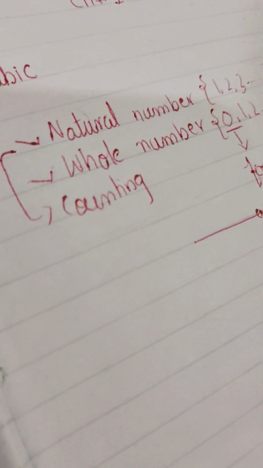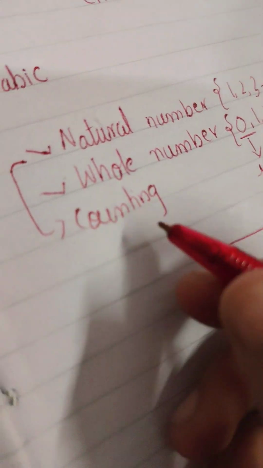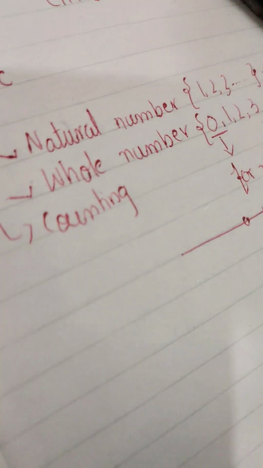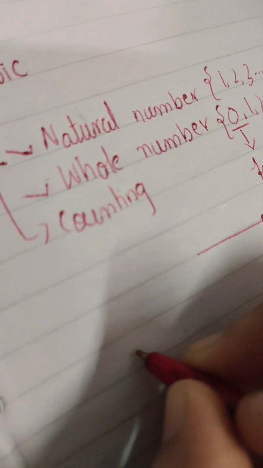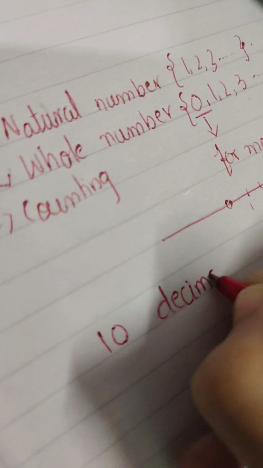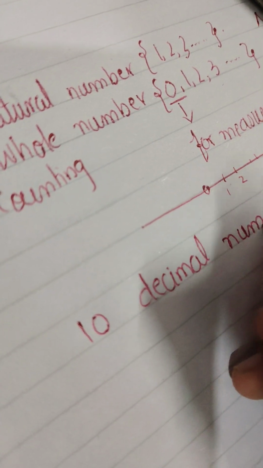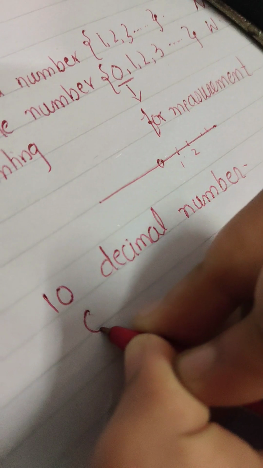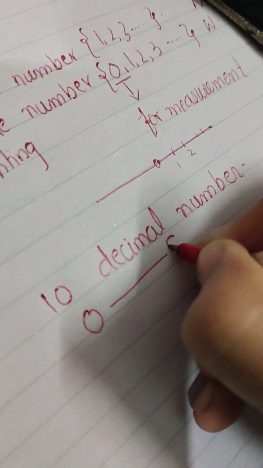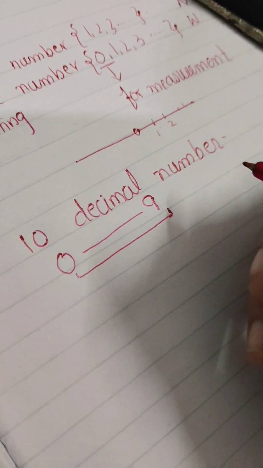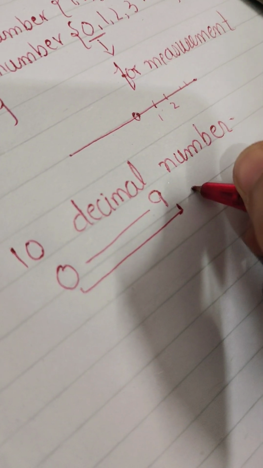Now let's talk about how many decimal numbers do we have. The numbers we have with decimal are 10. How do we have 10 decimal numbers? From 0 onwards to 9, we have 1 digit numbers, and these 1 digit numbers are known as decimal numbers.